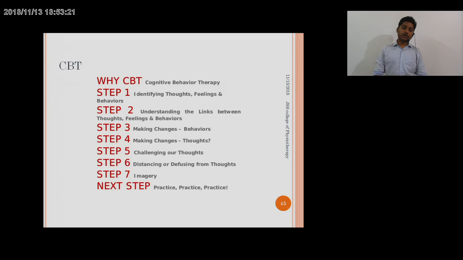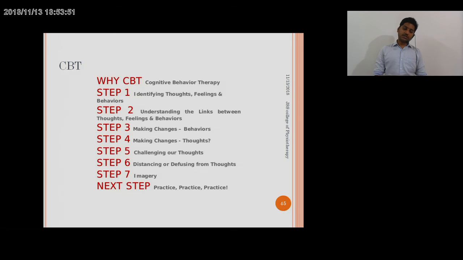Step 3 includes making changes. Whatever behavioral pattern we need to change, that has to be changed. Step 4 includes changes of their thoughts. Whatever thoughts they have, it has to be changed. And step 5 is challenging our thoughts. For example, if I move my limb, my thought is I may get pain. In case they are not really getting pain while moving the limb, that is a challenge to the thought, and ultimately the thought is going to reduce gradually.